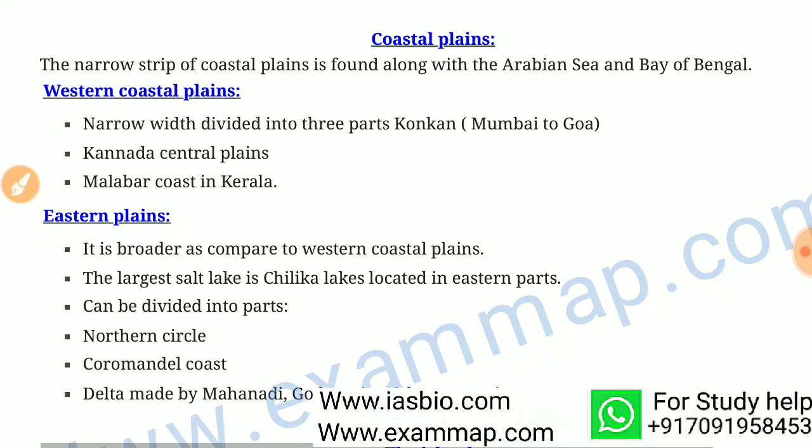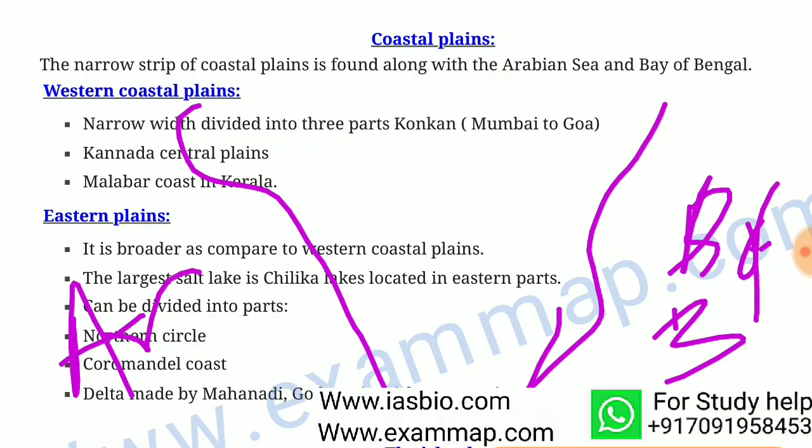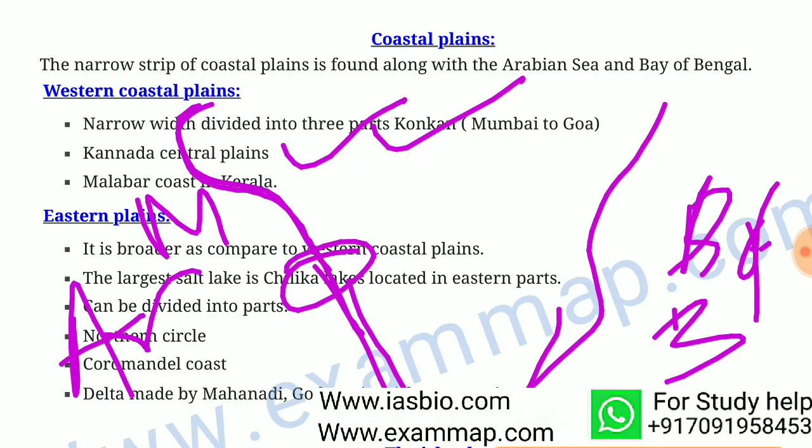Coastal plains are the narrow strip of coastal plains found along Bay of Bengal and Arabian Sea. Western coastal plains are divided into three parts. First one is Konkan, which is Mumbai to Goa, second one is Kanara Central Plain and third one is Malabar coast in Kerala.